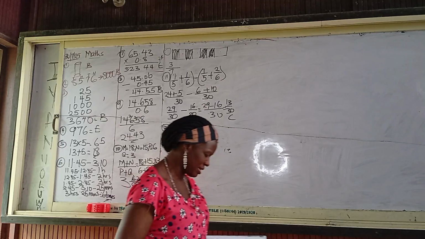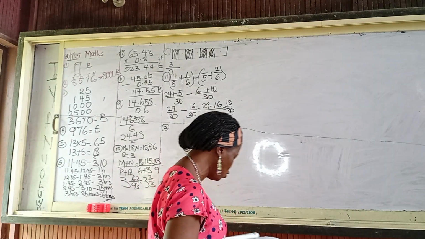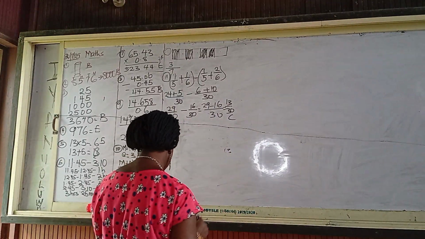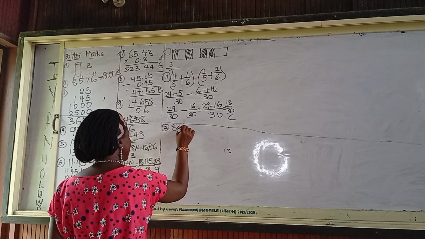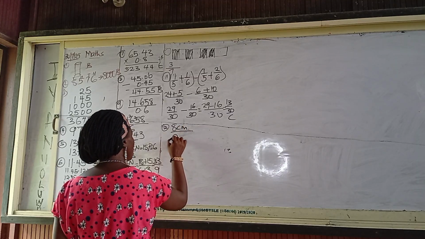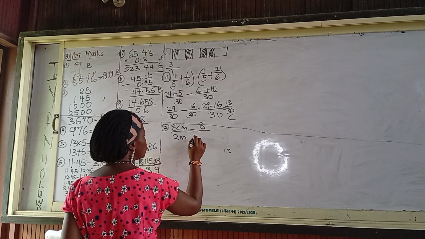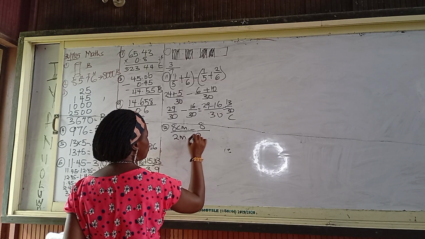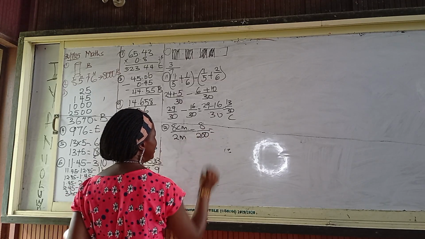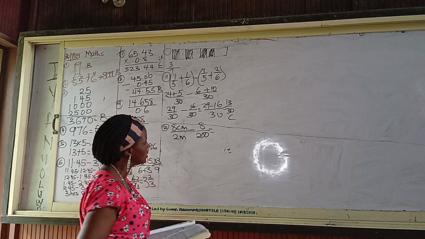Express 8 centimeter as fraction of 2 meter. They are not in the same unit. So we have 8 centimeter in fraction of what? 2 meter. What do you do here? 8 is, this will be 2 times 100, which is 200. Then you keep cutting till you can't cut again.